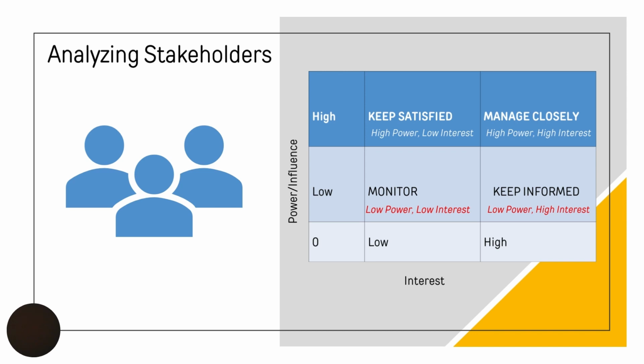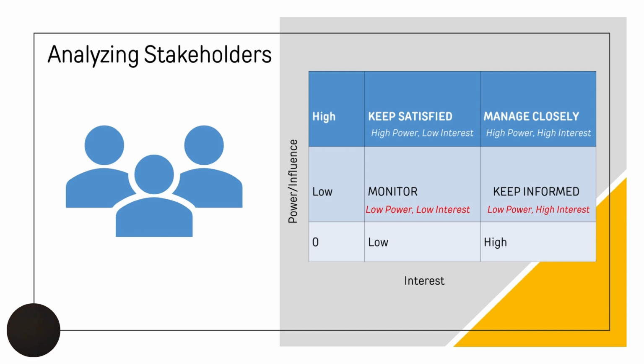And then there are those who fall into the high power and high interest group. These stakeholders you manage closely. Because they've got high power and high interest, that means that they can affect your project in very serious ways. And then on the last quadrant, you've got people who have low power, but they also have high interest. They don't have a lot of influence on your project, but they have a high interest. And for these people, you must learn to always keep them informed. In other words, you communicate with them regularly and let them know what is going on in the project.